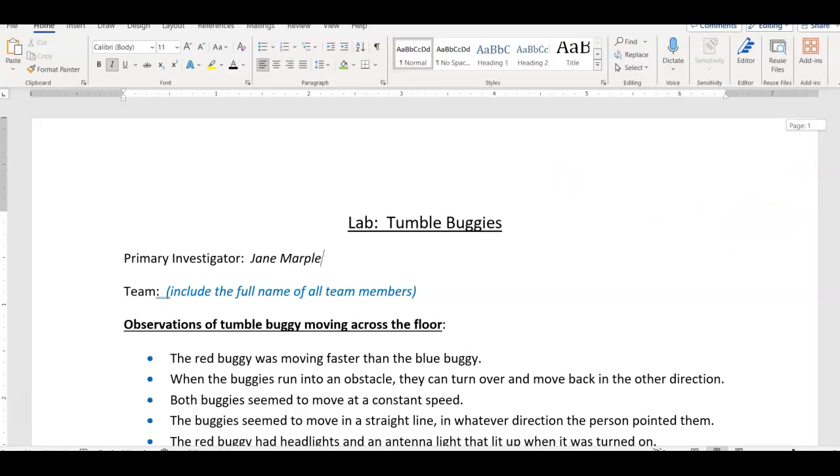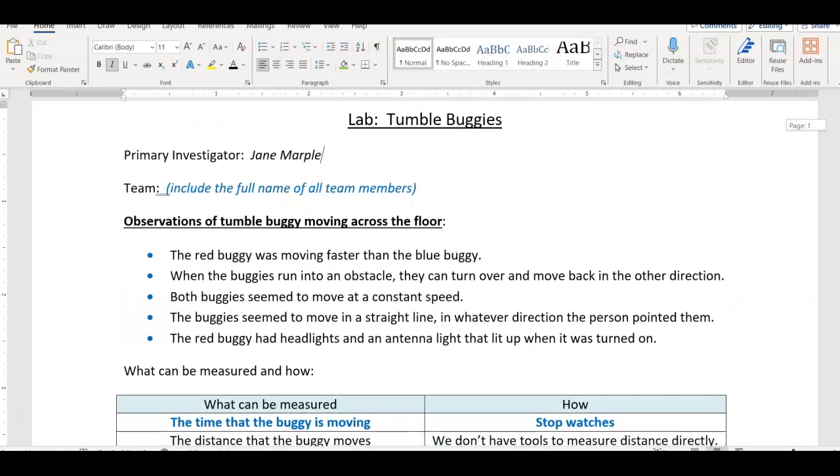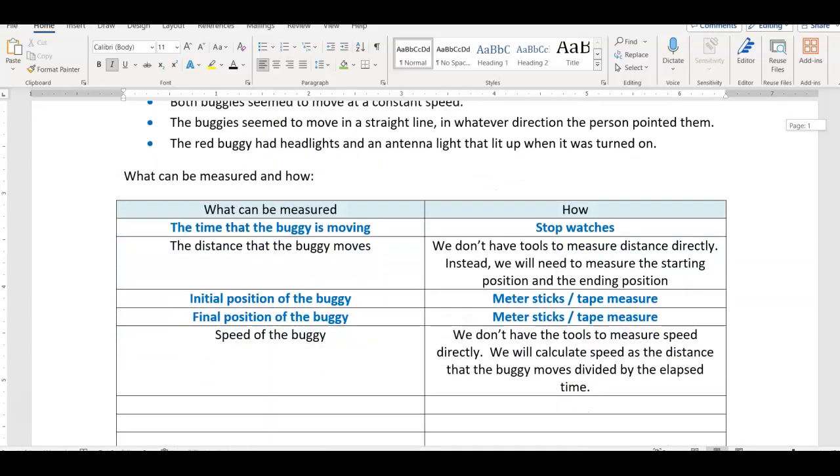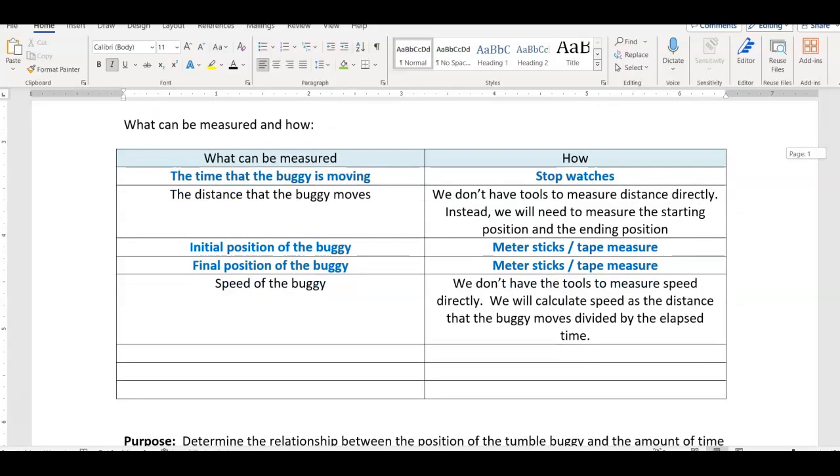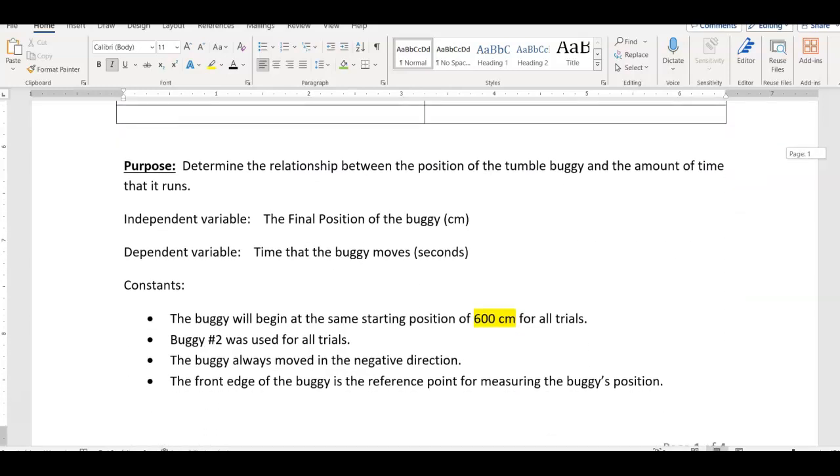Okay, so we made observations in class as we watched the buggy move across the floor. And then we talked about if we want to study the motion of the buggy, what would we want to measure and how would we measure it? And then we identified our independent and dependent variables, and we put our constants in. Please double check your constants. Don't just tell me that, for example, the buggy always began at the same starting position. You have to be specific. What was the value of that constant?